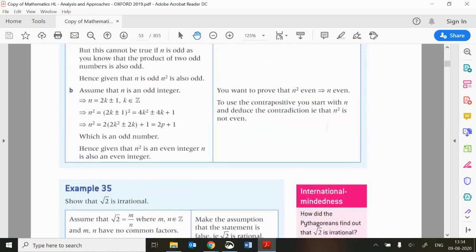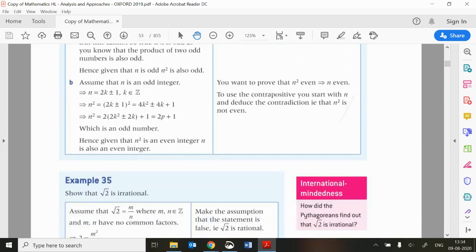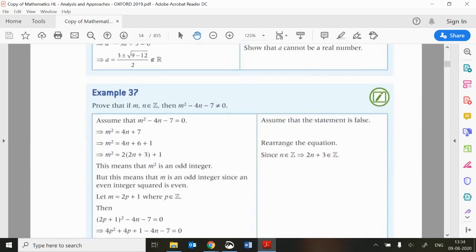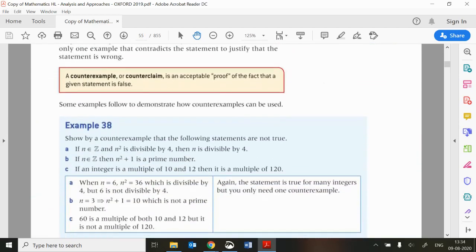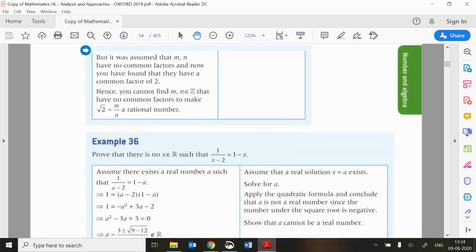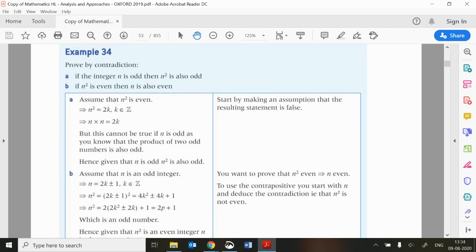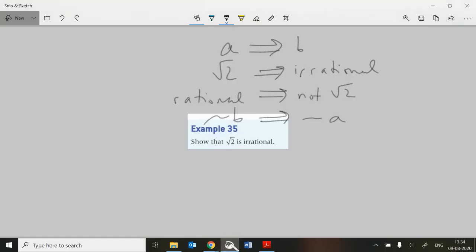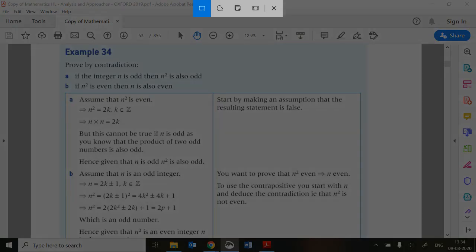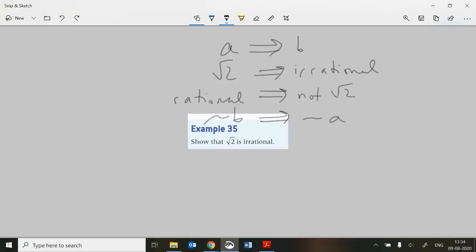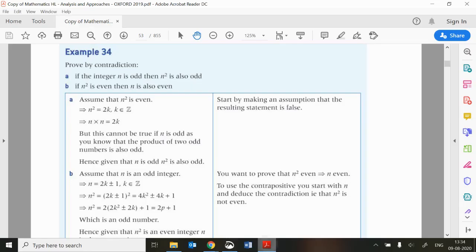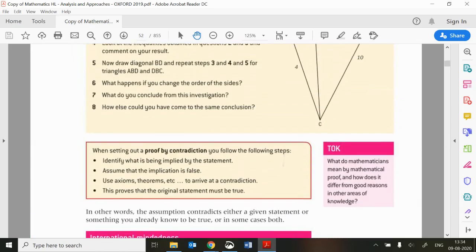Right. Let's go now to example 34. We'll do 34, 36, 37, and some counterexamples in 38 as well. So to 34, more proofs by contradiction. Let's just fill these ones here. So we're actually going backwards a little bit here. Oh, and I did say I was going to have a look at the way in which they set these things up.